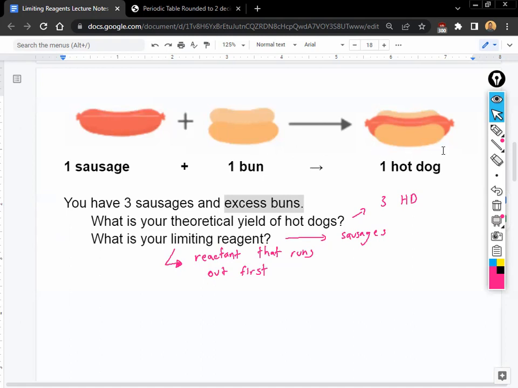So just make sure you write that down. Sometimes I like to write LR just because it's faster, and you can do that. You never have to write out the full term. If you write LR, I'll know what you're talking about, okay?